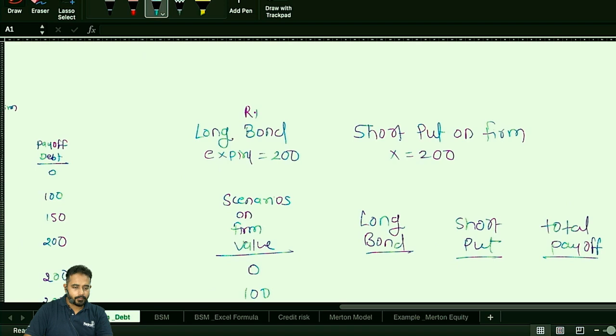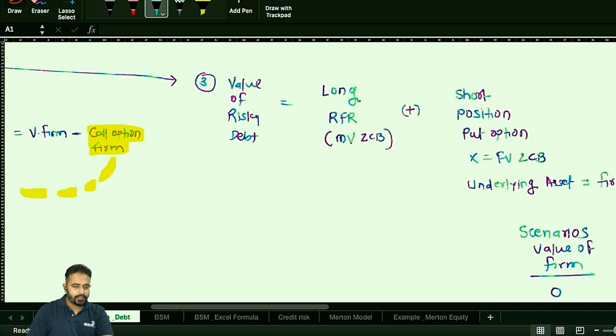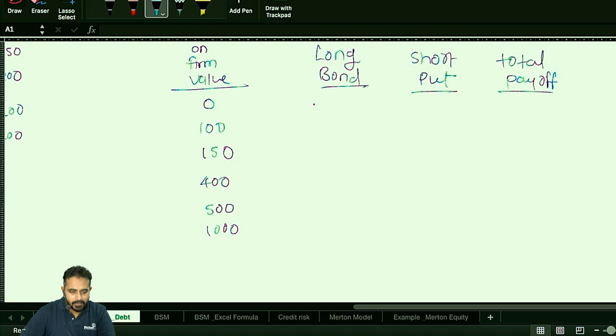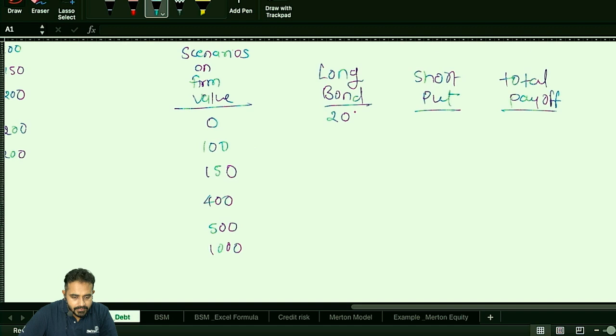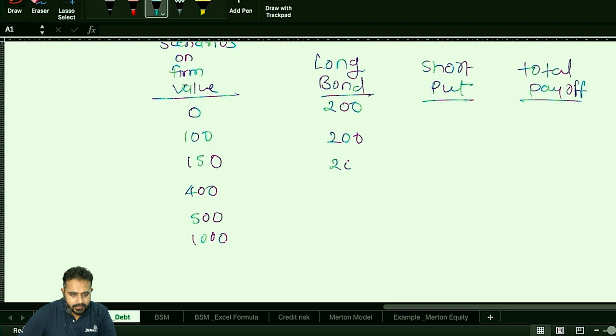So you have a long position on an RFR bond, which is the current market value zero coupon bond, right? So on expiry, it gives me the face value. In each of the scenarios, I get 200. So that's good news. We get an assured 200 on this long bond.